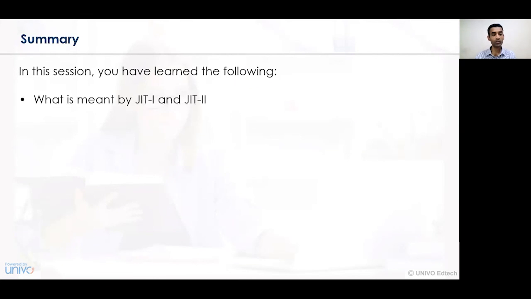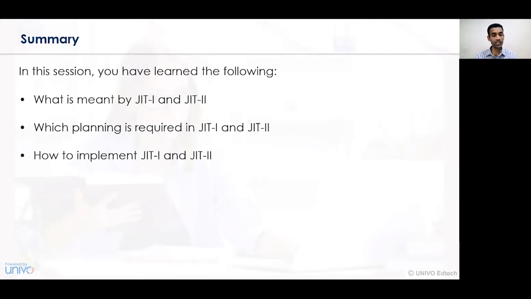So now let's summarize what we have learned in this particular session. In this session, we have understood what we mean by JIT1 and JIT2, that is just in time, which planning is required in case of JIT1 and JIT2, and lastly, how to implement JIT1 and JIT2 in a business environment or in a manufacturing concern.